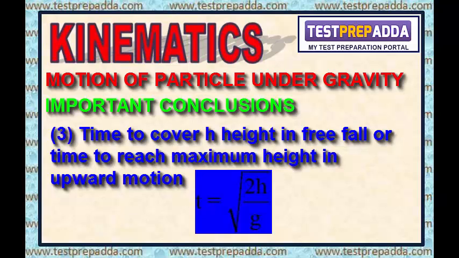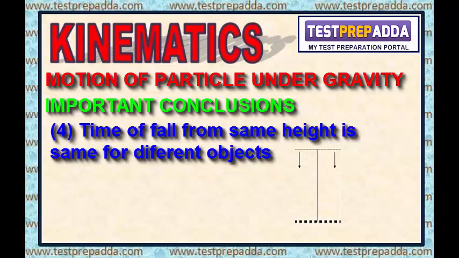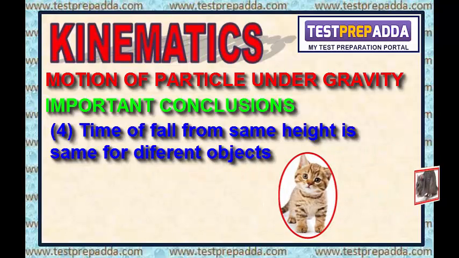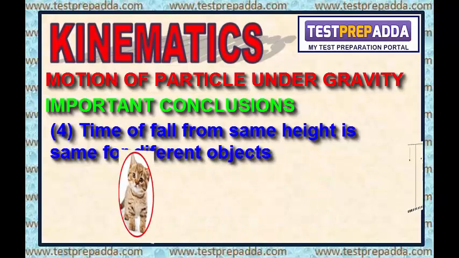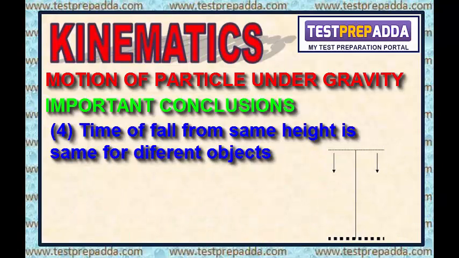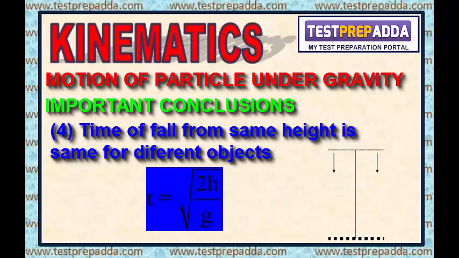Now fourth important conclusion, very important. If you drop two different objects from the same height, for example, you take a cat and a rat. Obviously, the mass of cat is more than the mass of a rat. Even if they have different masses, they will reach the surface of Earth in equal time, because here the time t, that is root 2h by g, is independent of mass.